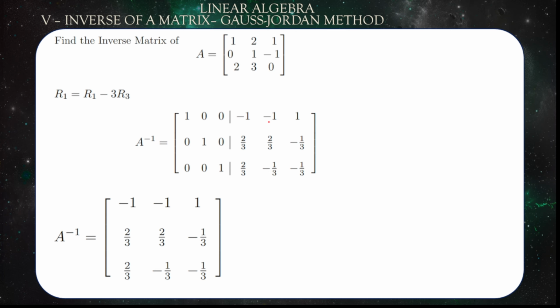And 1, 0, 0. So this has become the identity matrix here, and this is the inverse matrix. So A minus 1 is equal to minus 1, minus 1, 1, 2 third, 2 third, minus 1 third, 2 third, minus 1 third, minus 1 third, the same exact value we've gotten using the other method of the cofactor.